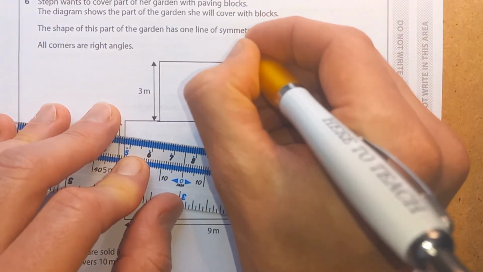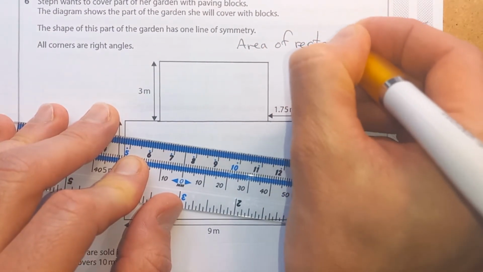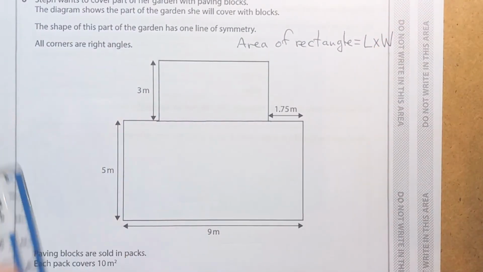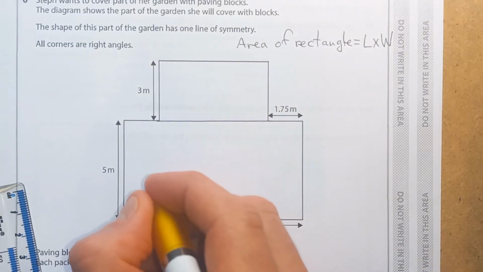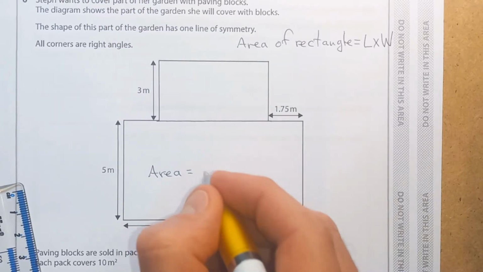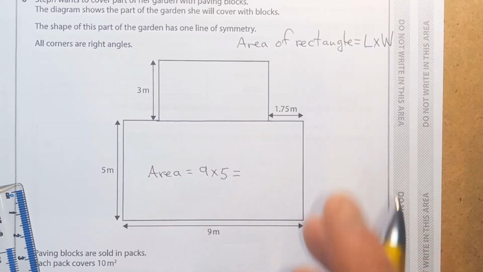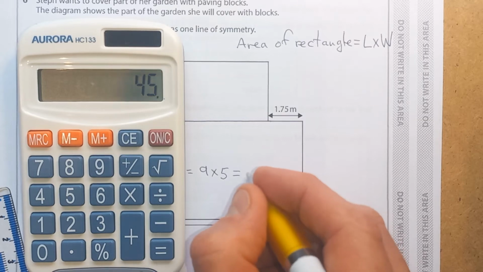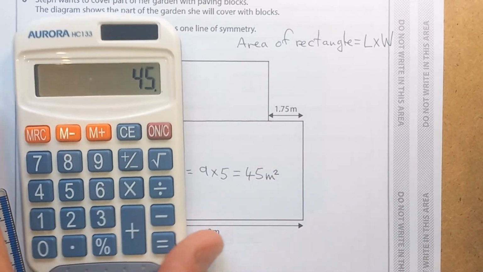Because I know that the area of a rectangle is the length times the width. Okay, so we can use that. So for example, for this rectangle, the area is going to be the length, which is 9, times the width, which is 5. So 9 times 5, that gives us 45, and it's meters, so it's going to be meters squared because it's area.